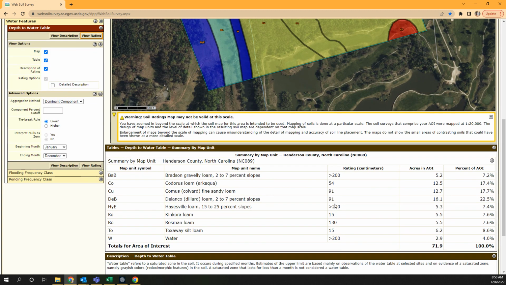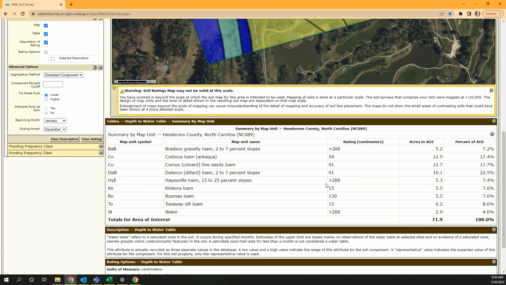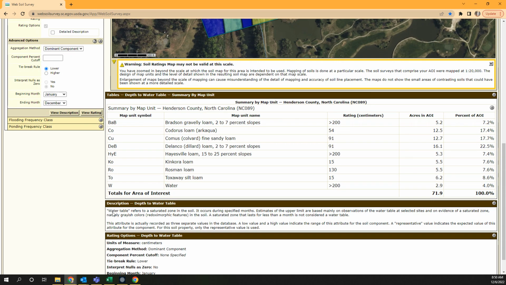So in this case, if you see something that's greater than 200, then that means we're going to have a well-drained soil, versus something that's like 15 centimeters. That means we're getting into those more poorly drained soils. So again, depth to water table is going to be more specific on our depths than what you would have if you're just going off of our hydric soils and drainage class. So this is going to be much more specific.